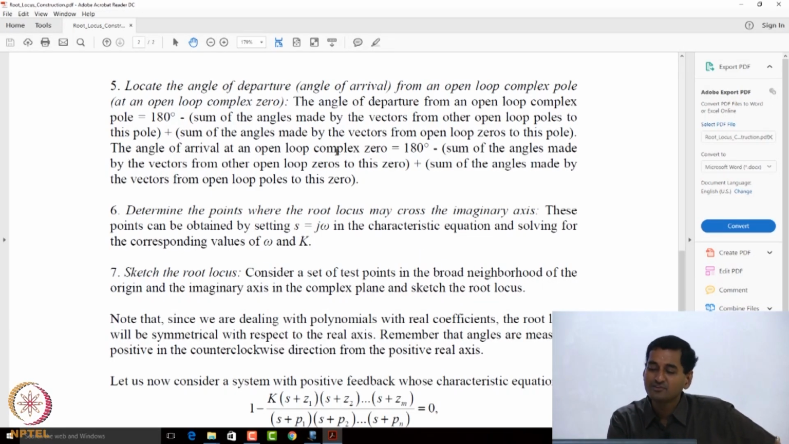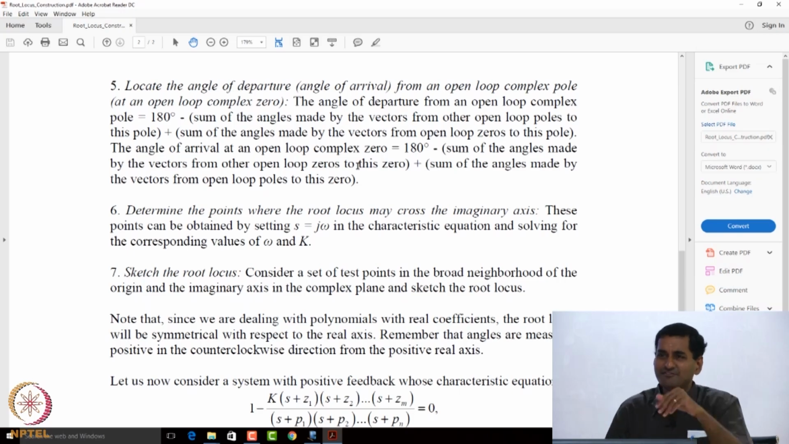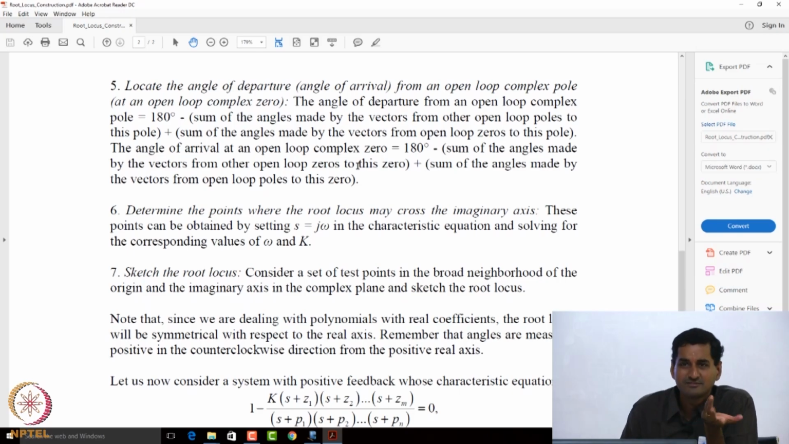The angle of arrival at an open loop complex zero is 180 degrees minus the sum of the angles made by the vectors from other open loop zeros to this zero, plus the sum of the angles made by the vectors from all open loop poles to this zero. It's very complementary. Now it's pretty obvious how we get this, once again from the angle condition. This step applies only if we have complex open loop poles and complex open loop zeros. Otherwise, it doesn't apply. So I'll stop here.